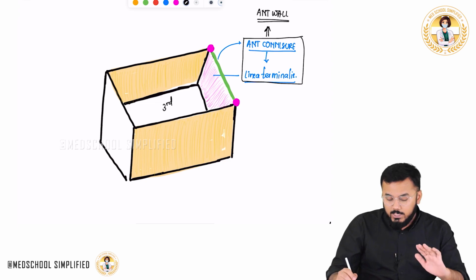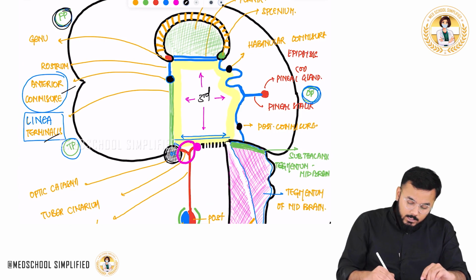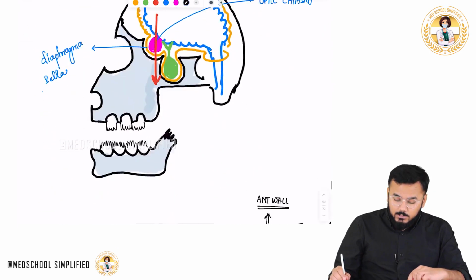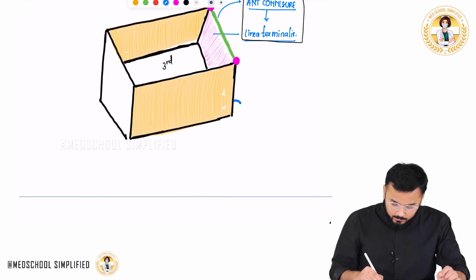Now, just below the linea terminalis, what do you have? See, this green one is the linea terminalis. Down to the linea terminalis, this oval shaped, round structure is called the optic chiasma. Now, where is this optic chiasma located? Down here you have your optic chiasma.